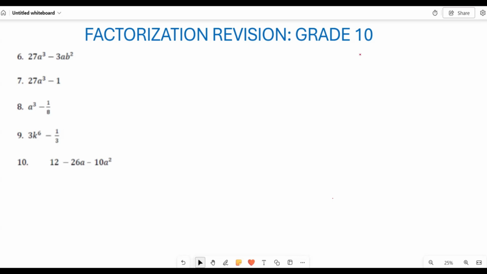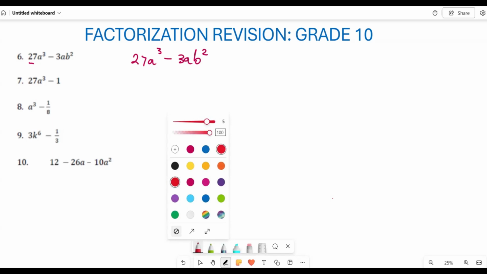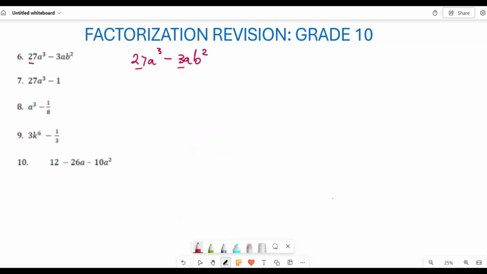Now, number 6. In number 6, you have 27a cubed subtract 3ab squared. What is the best thing that we can do from here? Let me write this one here: 27a cubed subtract 3ab squared. Can you see that we have factors of 3 from both terms?